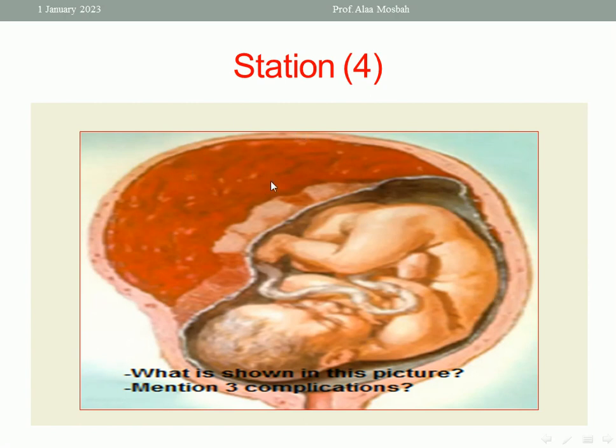What are the causes of placental abruption? Maybe another question. Hypertension with pregnancy is an important cause. Also, short umbilical cord and trauma to the abdomen, all these are causes of placental abruption. We have 3 types of placental abruption: concealed, revealed, and mixed type.